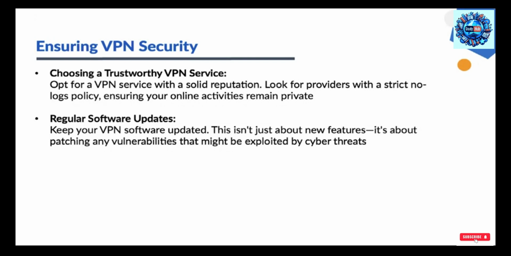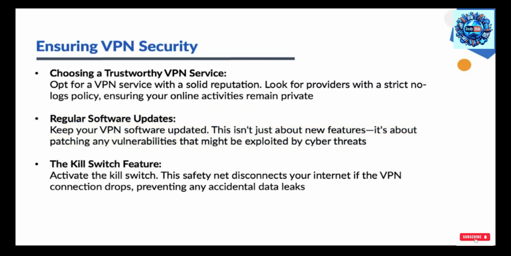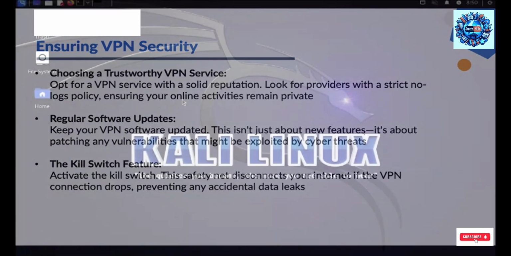Regular software updates: keep your VPN software updated. This isn't just about new features, it's about patching any vulnerabilities that might be exploited by cyber threats. The kill switch feature: activate the kill switch. This safety net disconnects your internet if the VPN connection drops, preventing any accidental data leaks. Now let's move into the VPN access setup.